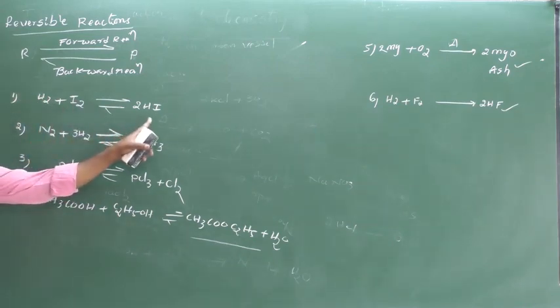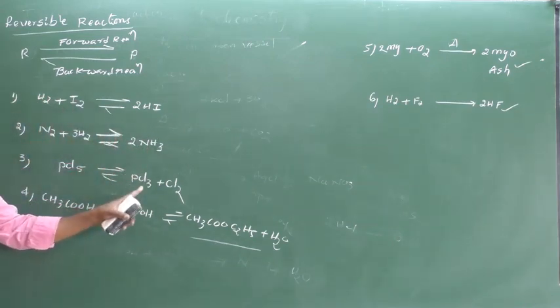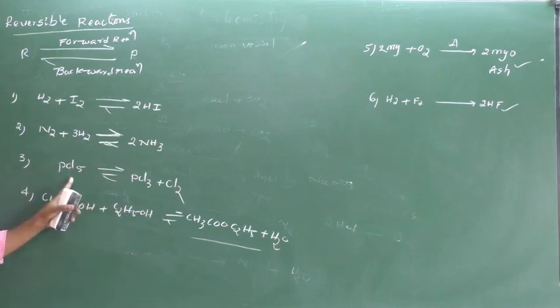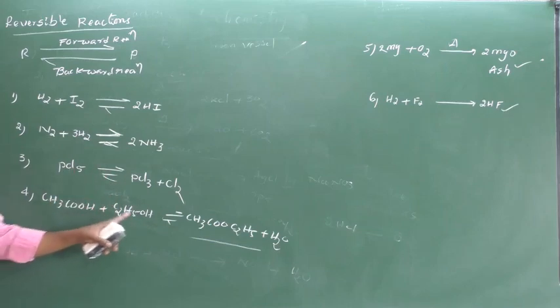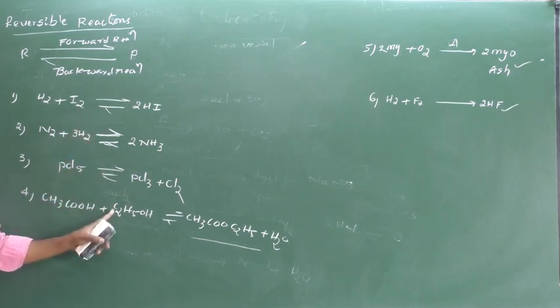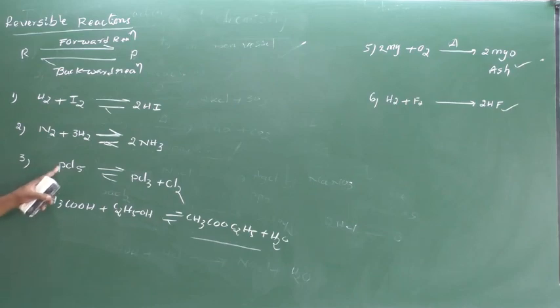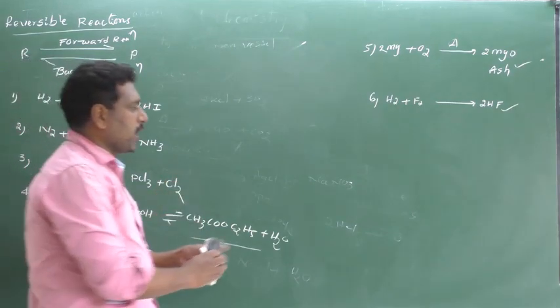So formation of hydrogen iodide, formation of ammonia, decomposition of PCl5 and formation of ester are all examples of reversible reactions.